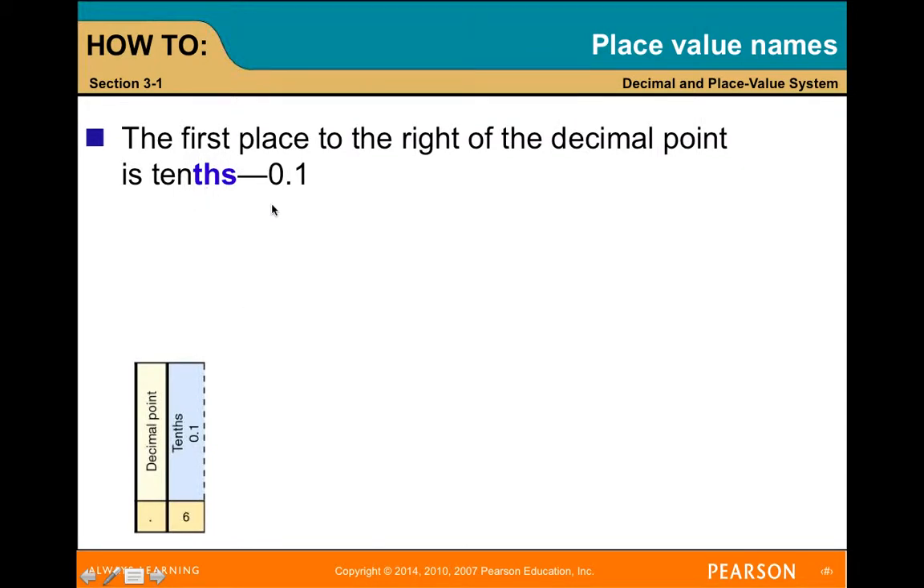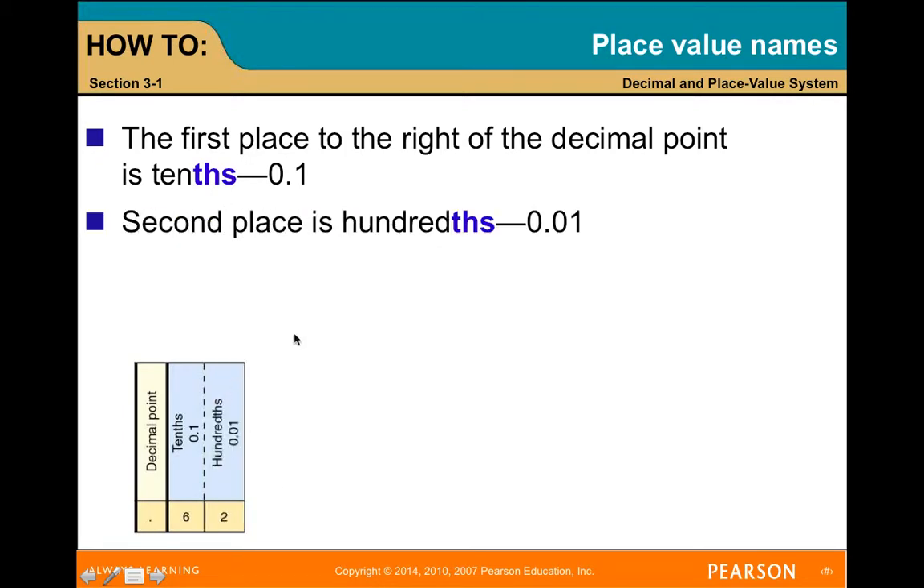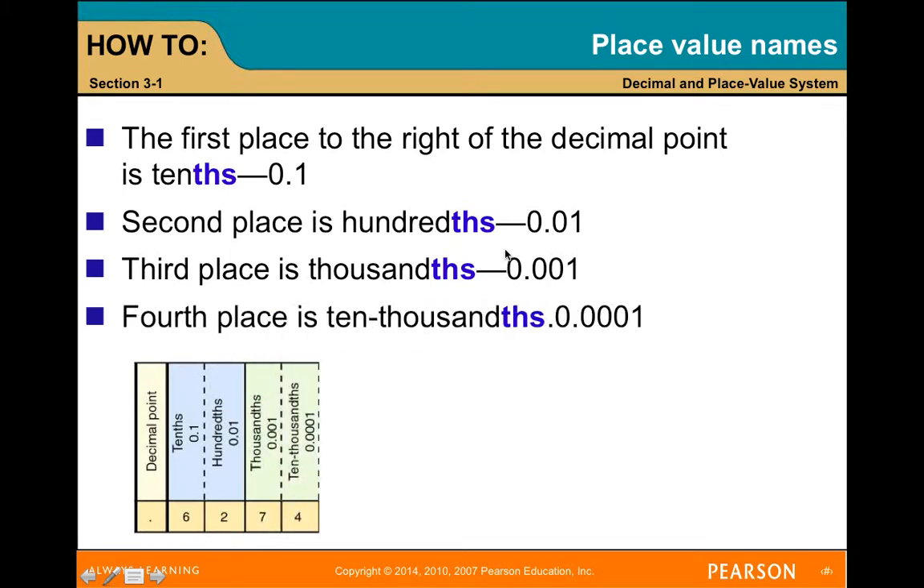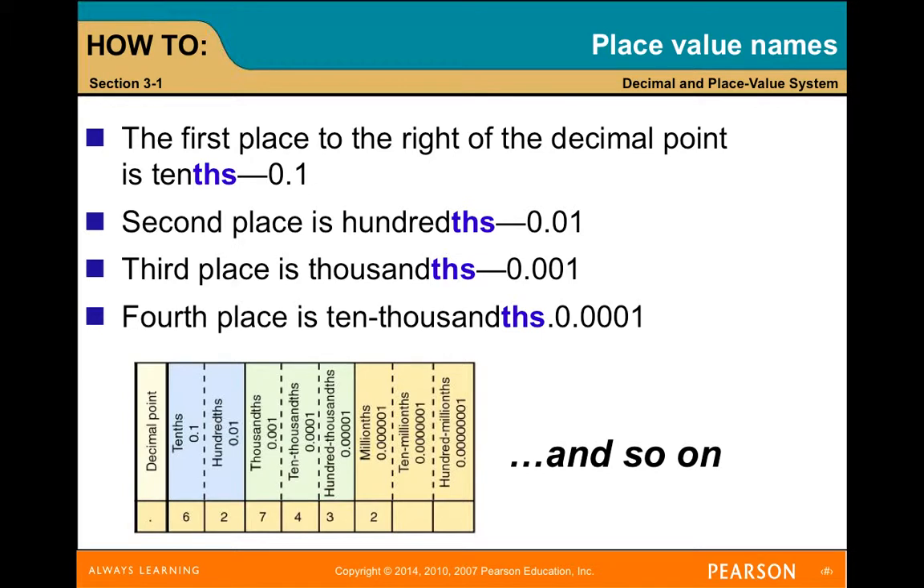The first place to the right of the decimal point is the tenths. The second place is the hundredths, and one thing to keep in mind is that to the left of the decimal point, you're used to thinking the ones place, the tens place, hundreds place. But here we add a THS: tenths, hundredths, thousandths, and so on and so forth. This chart is actually pretty good for you to copy and paste or take a snapshot of and keep it on your desktop for homework and for quizzes and whatnot.